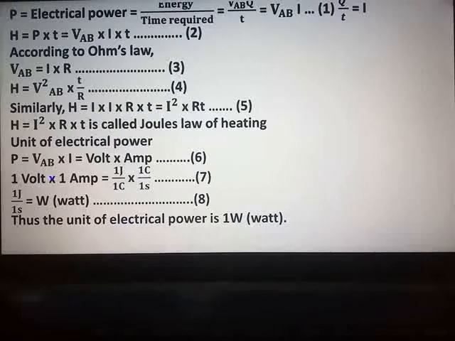See, you keep an electrical appliance on for a particular amount of time. After some time, if you touch that appliance, it might be an electric bulb or a tube light, you will find it hot. So this heat is generated due to the electric current flowing through it. And how? I have explained just now.